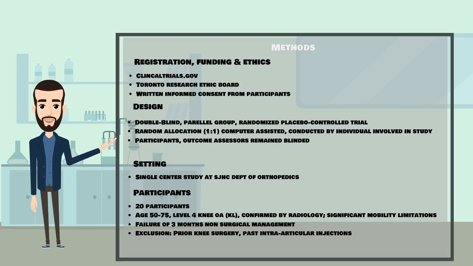20 participants were used in this RCT. Inclusion criteria included adults aged 50 to 75, diagnosed with unilateral grade 4 knee osteoarthritis as per the Kellgren-Lawrence scale confirmed radiographically, and failure of non-surgical management for at least 3 months. Exclusion criteria included prior knee replacement or major surgery, and prior intra-articular injections of corticosteroids, platelet-rich plasma, or hyaluronic acid within the last 3 months.